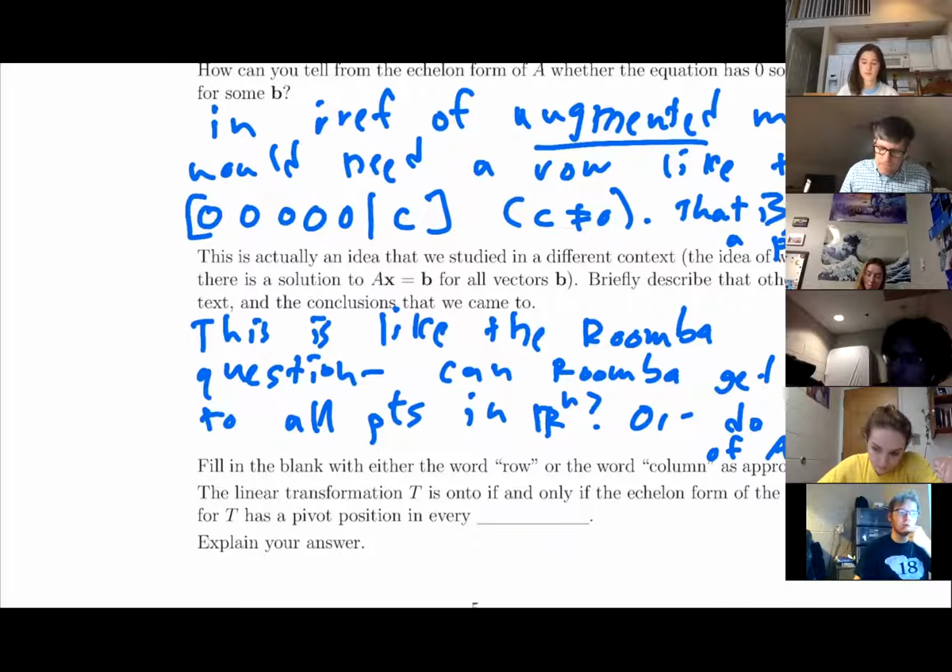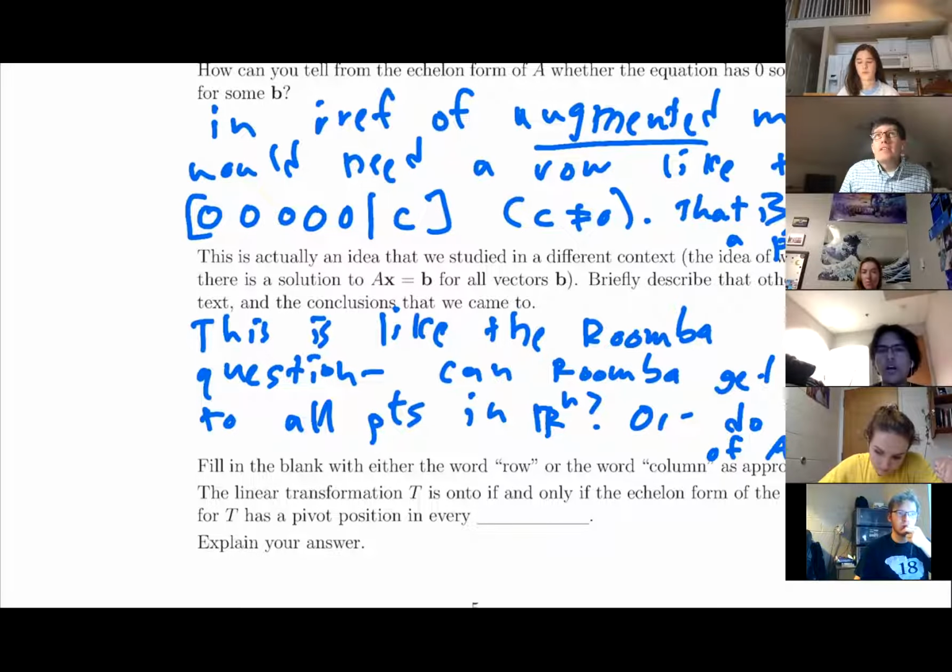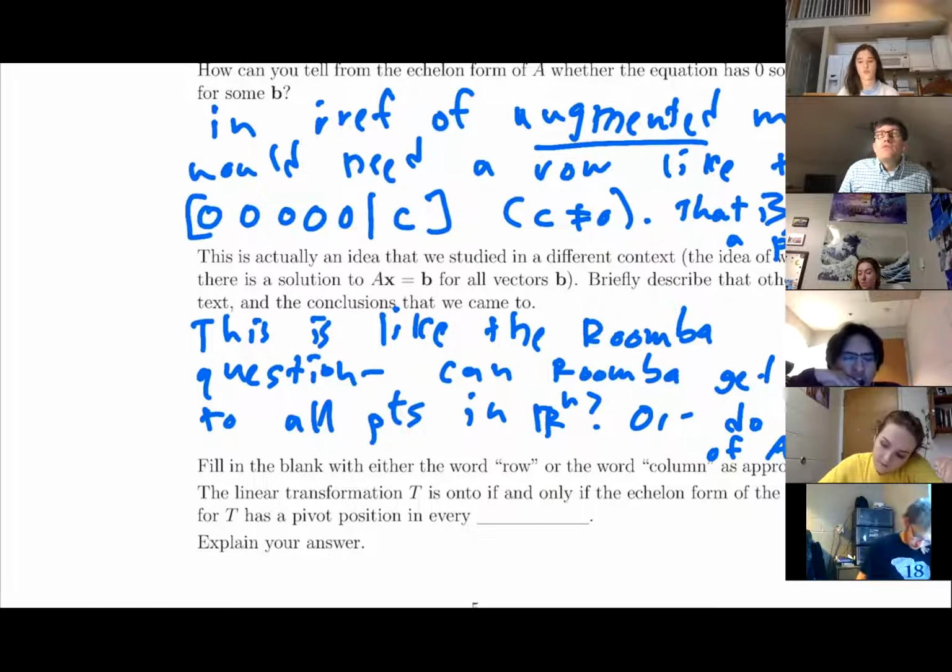Is it columns or rows? Always columns, great question. Always columns. We will talk a little bit about rows, but no, it's almost always columns that we're interested in. It's a great question.